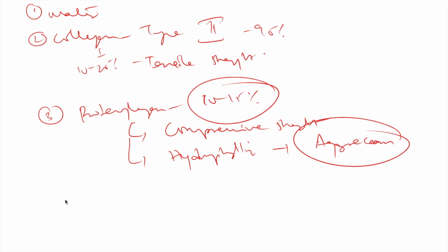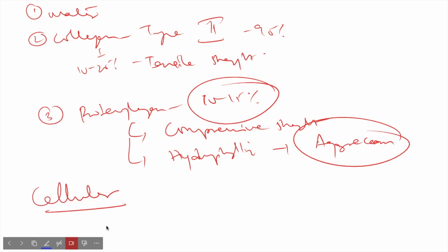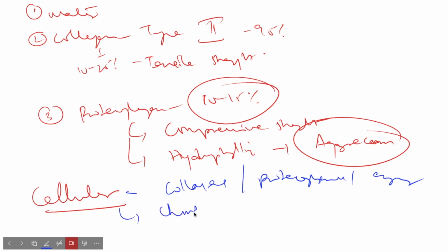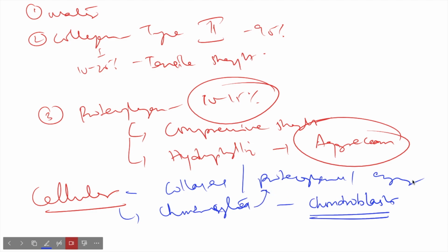Next, let us move on to the cellular component. What is the cellular component? So far we've discussed the extracellular component. The cellular component produces collagens, proteoglycans, and enzymes. So what is the basic cellular component? You have chondrocytes, which are formed from the chondroblasts. These produce collagen, proteoglycans, and enzymes. These are the things that are produced by the chondrocytes.